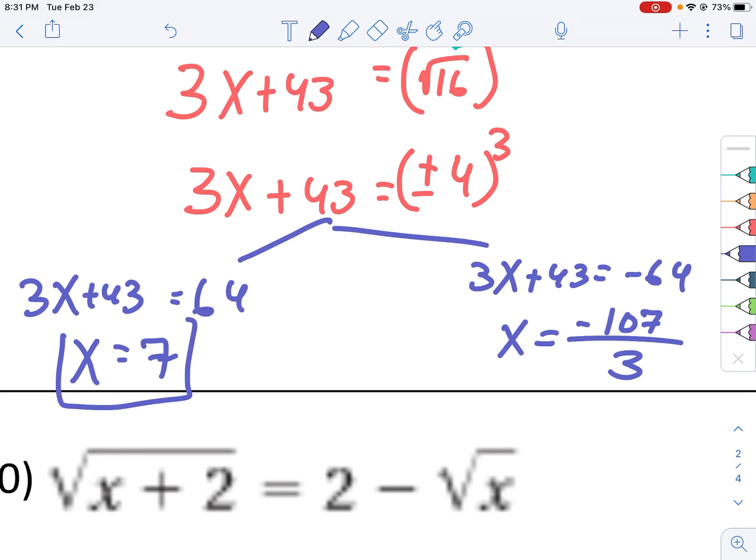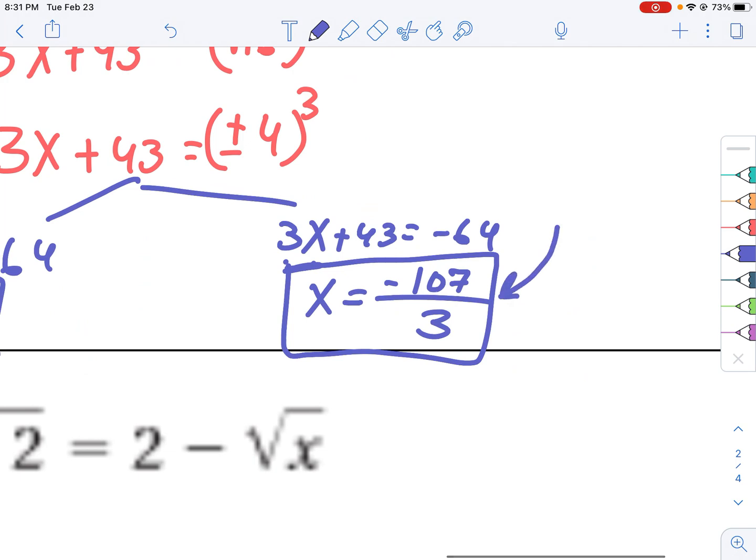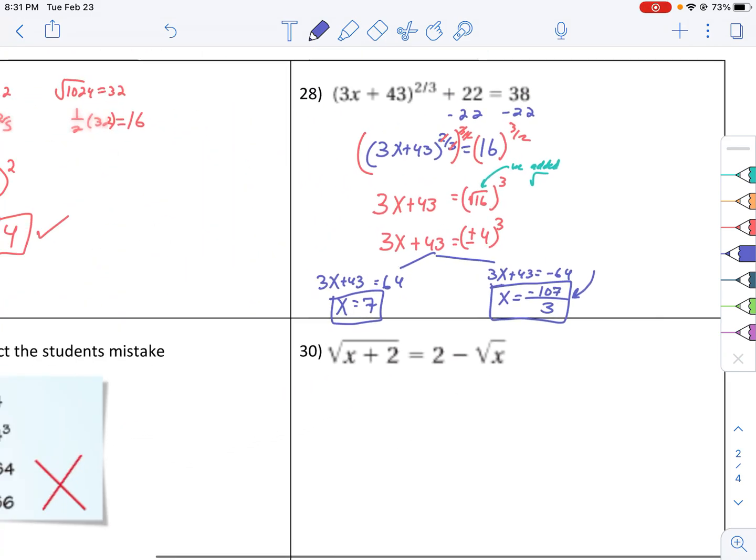Okay? And you can go through and check these. I promise both of them work. All right? But it's always good to check, especially practicing checking one like negative 107 over 3. Hard to type into your calculator sometimes, so it'd be good to practice checking that one.